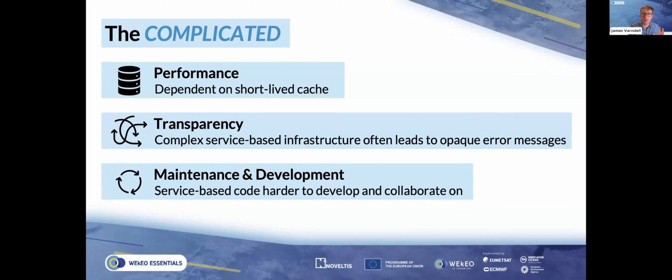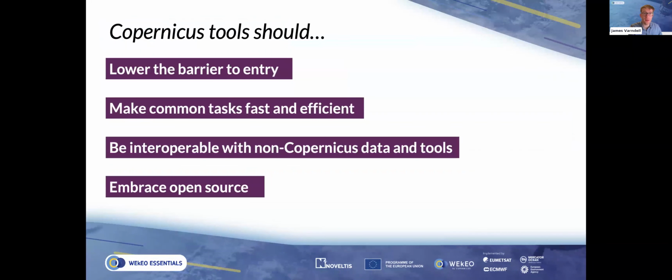So that's just a bit of context from the Copernicus side as to where Earthkit came from. We realized when we were redesigning a lot of our tools for the new Climate Data Store that the tools we develop should really lower the barrier to entry for interacting with Copernicus data, make common tasks as straightforward and as efficient as possible, crucially be interoperable with data both across the Copernicus space and also beyond, and also really embrace open source. So make it as easy as possible for people to contribute, to explore the code, to understand the code.